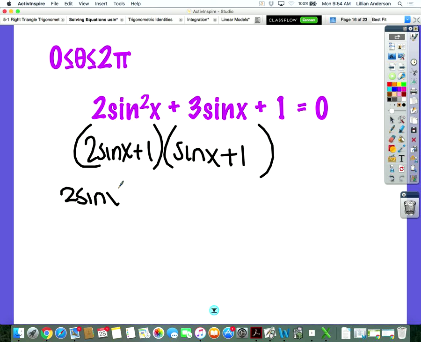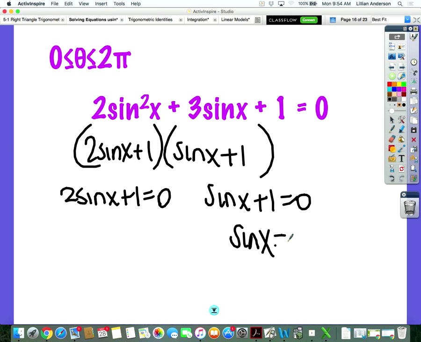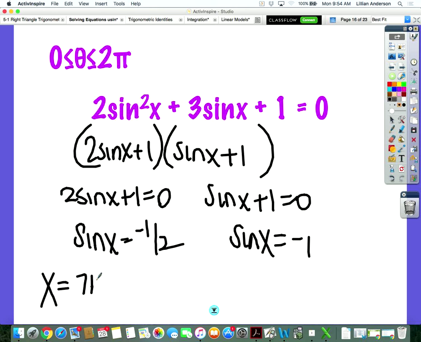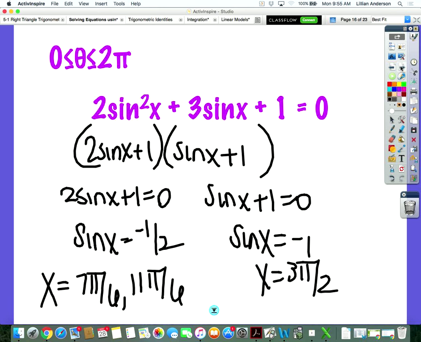2 sine x plus 1 equals 0. Sine x plus 1 equals 0. Negative 1 and negative 1/2. So where in the circle does that happen? That happened at 7 pi over 6 and 11 pi over 6. And then negative 1 was at 3 pi over 2. Good stuff. Okay, here's the next one.